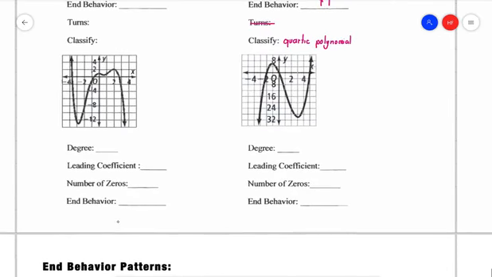Now when we're looking at the graphs, we will look at the end behaviors to get what our degrees and our leading coefficients are. So the number of zeros, we see that there's 1, 2, 3 zeros. And since we have opposite arrows, our degree would be odd. And our leading coefficient would have to be negative, since that last arrow is pointing down.